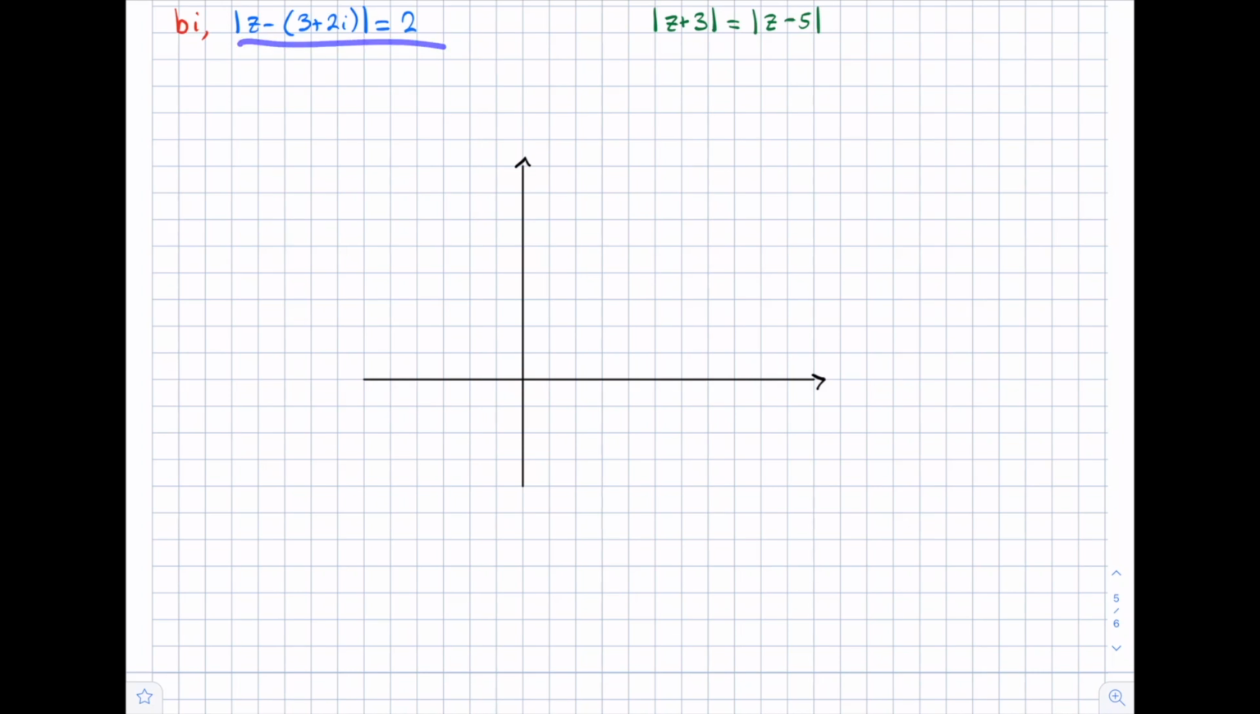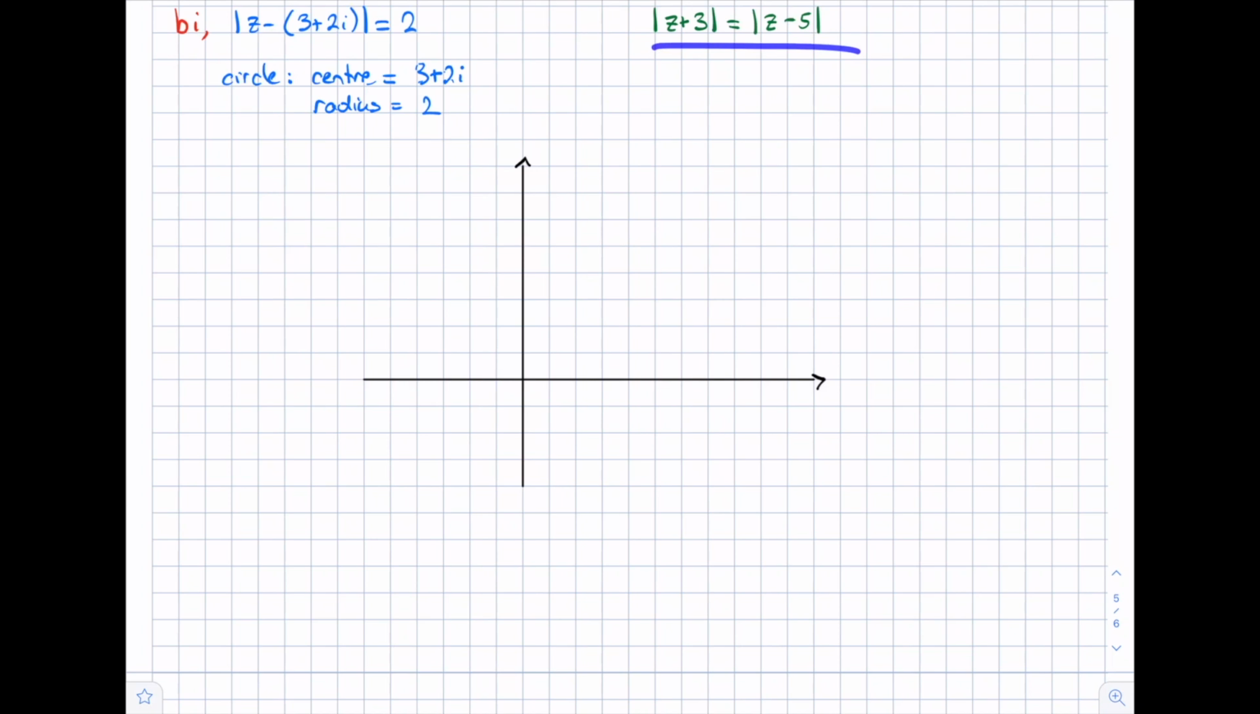So the first one, we've got the modulus of z minus 3 plus 2i is equal to 2, and that's a circle. So this here is a circle. Its center is at this complex number, 3 plus 2i, and we know it's at that complex number because we have a minus sign here. So if you were given a question where you didn't have a minus sign, you do need to factor out that negative. So the center is at 3 plus 2i, and the radius is going to be equal to 2 units. That's just reading it straight off there. So this is a circle, and pretty easy to draw.